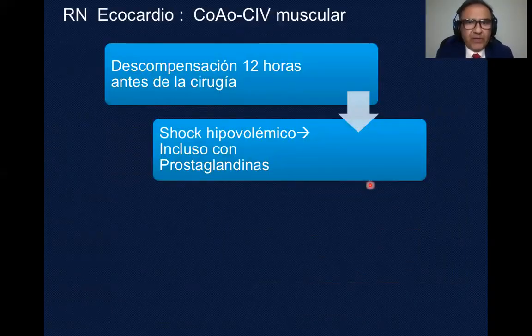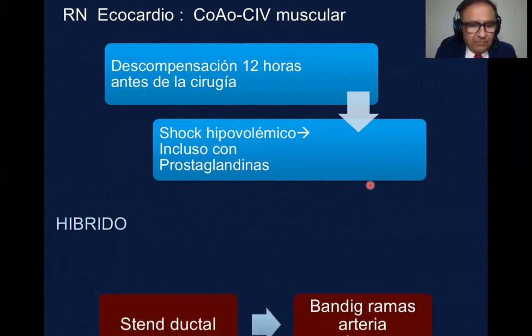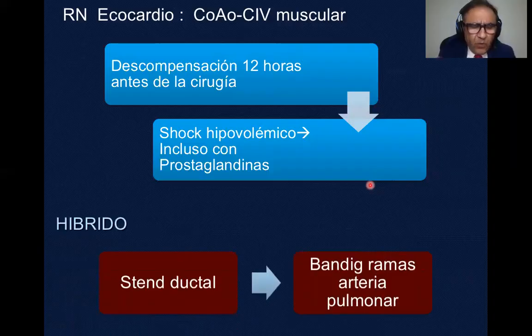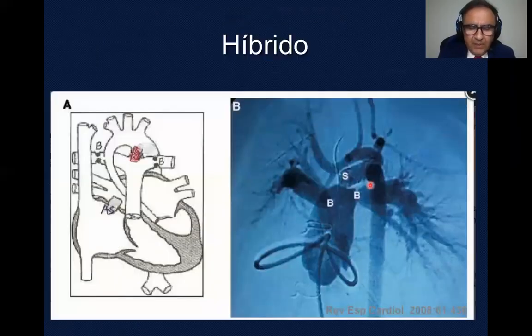This patient had a decompensation 12 hours before surgery and presented with hypovolemic shock, even with a prostaglandin infusion. A hybrid procedure was performed as immediate treatment, a ductal stent and banding of the branches to the pulmonary artery, so that later, once stabilized and with weight gain, the surgery for the aortic coarctation could be performed.